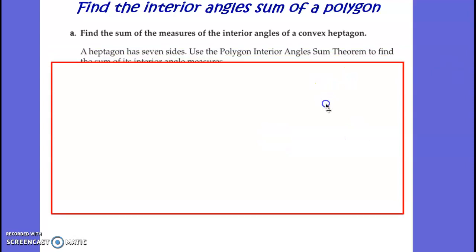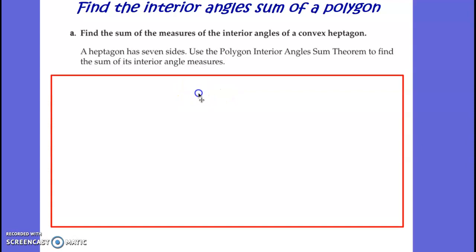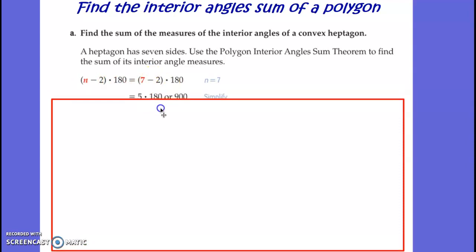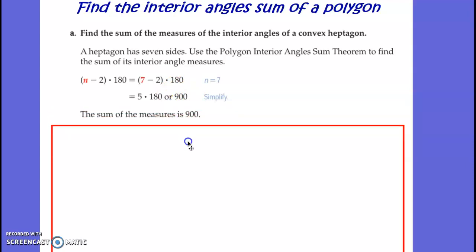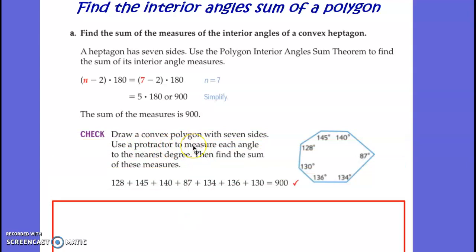A heptagon has 7 sides, and we want to use the interior angle sum theorem to find the sum of the interior angles. If it has 7 sides, that means that's the value for n. So using our formula, n minus 2 times 180, we substitute 7 for n. 7 minus 2 was our 5. And then we multiply 5 by 180 to give us our interior angle sum of 900. We can check it by drawing something, measuring with a protractor to the nearest degree, and then finding that sum.